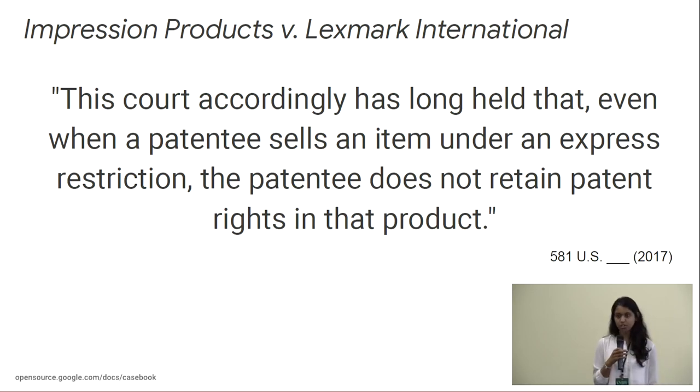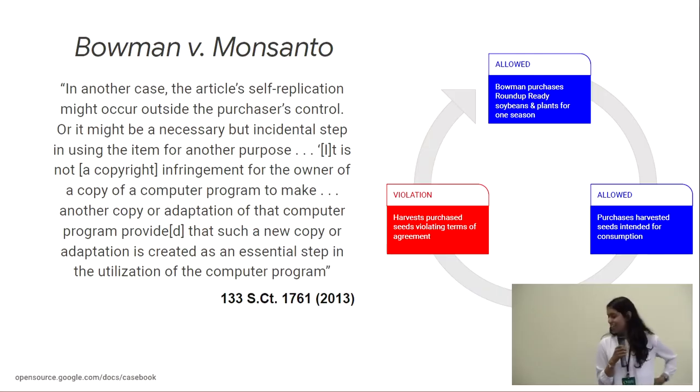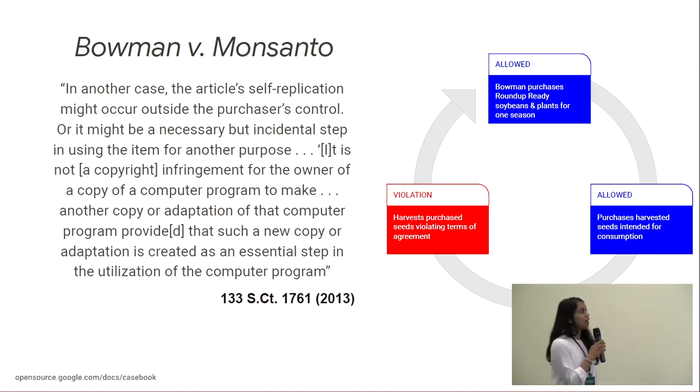So we can see the court's trend so far. I'm going to end with this last case, which is what if it's self-replicating? This is the case that kind of spurred the talk. It's called Bowman v. Monsanto. It's actually a biotech case. I'm sure you've heard of Monsanto.